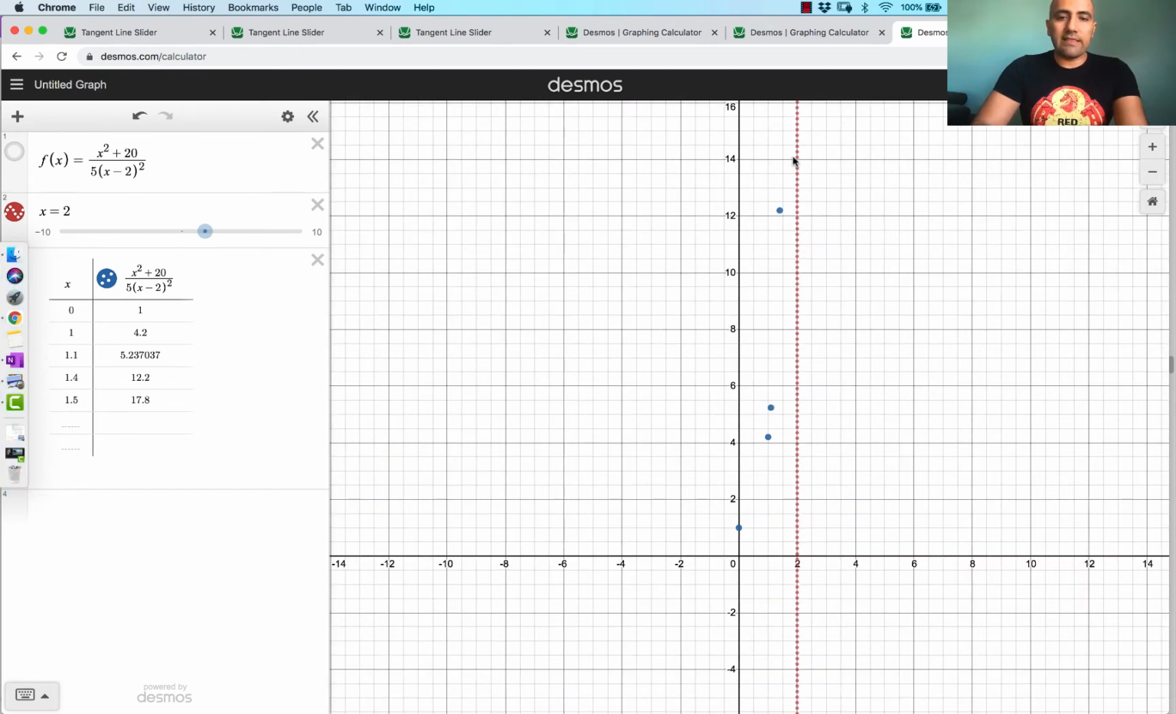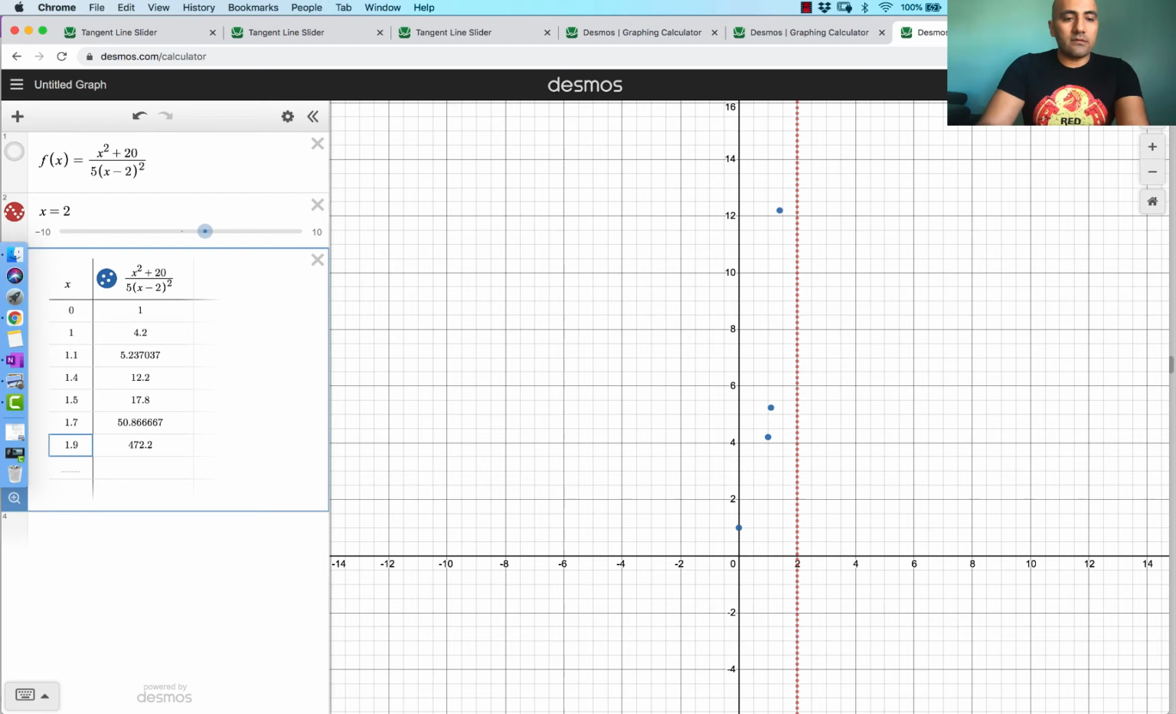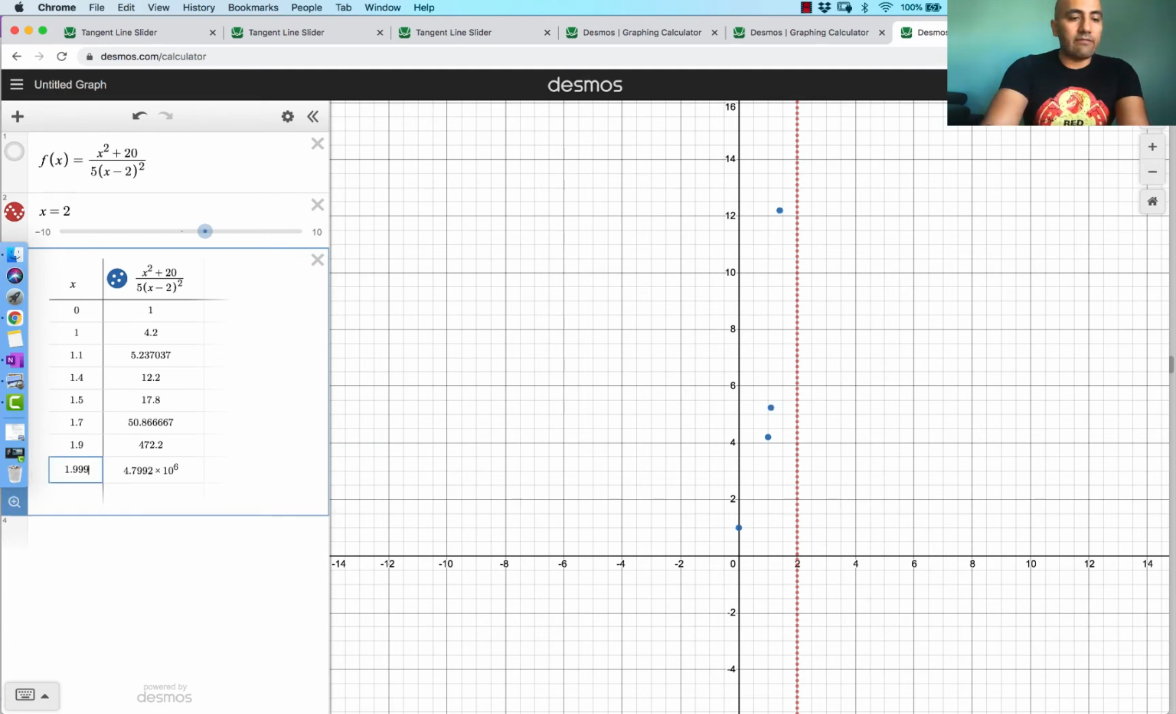So it looks like it's heading that way, right? Maybe a couple more to confirm it. 1.7, 1.9, 1.99, 1.999. Okay, so they're growing out of control. My graph is just out of scale here, but I can see in my table values that they are getting very, very large.